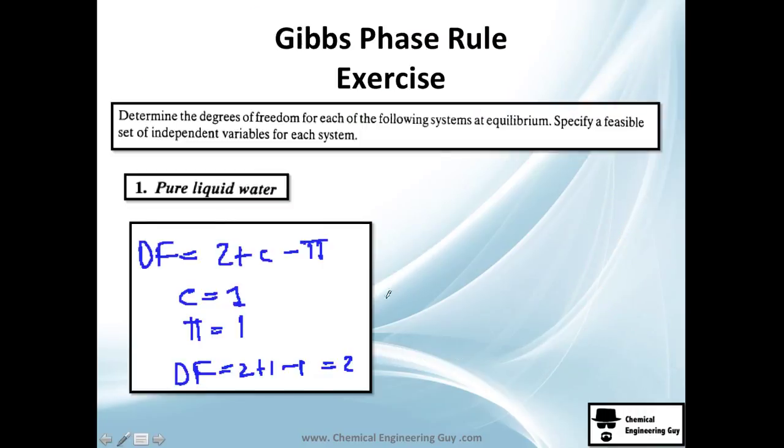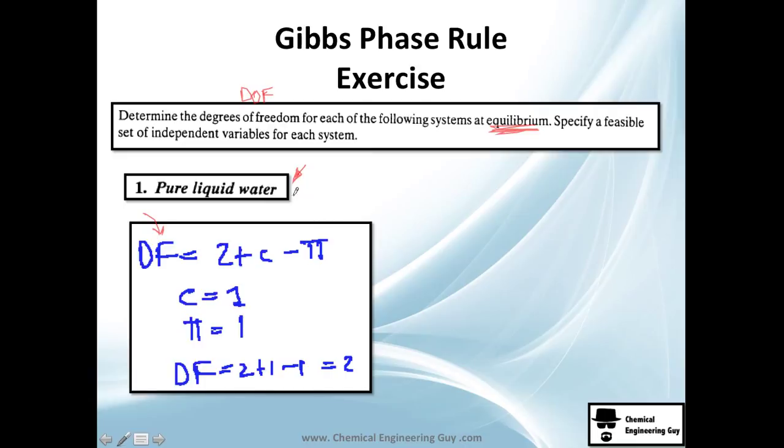Now let's do some exercises so you can get this a little bit more clear. They tell you, please determine the degrees of freedom. I like to call them DOF. Probably in your book you will see DF. Of each of the following systems at equilibrium. They've got to be in equilibrium, guys. If you're not in equilibrium, then it will not work. Specify a feasible set of independent variables for each system.